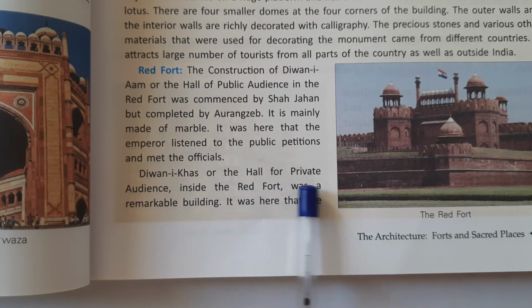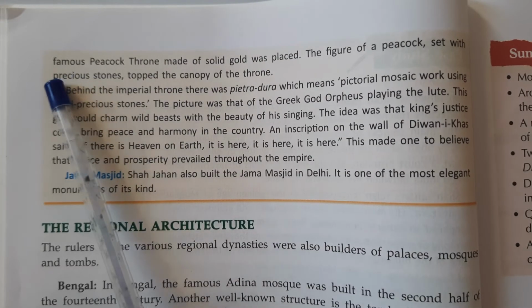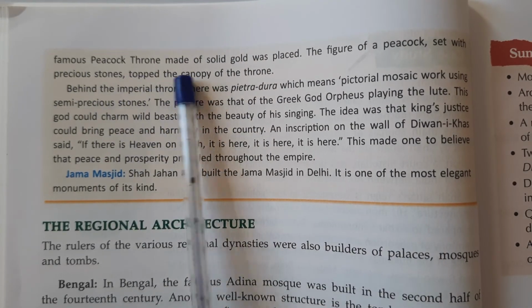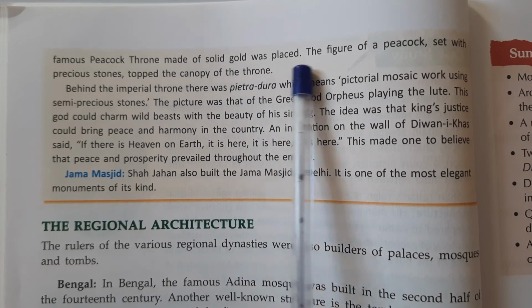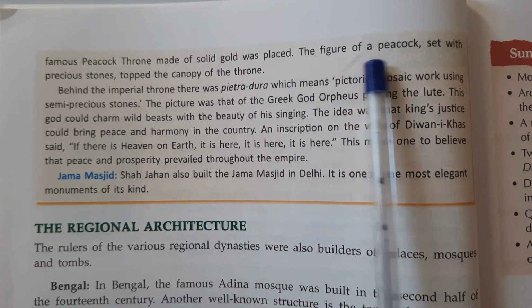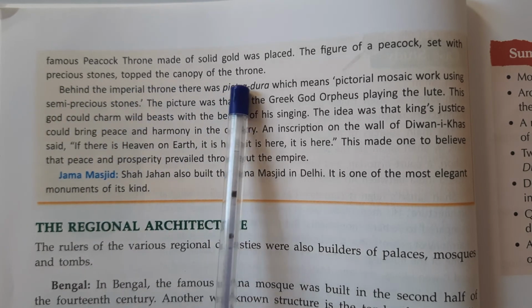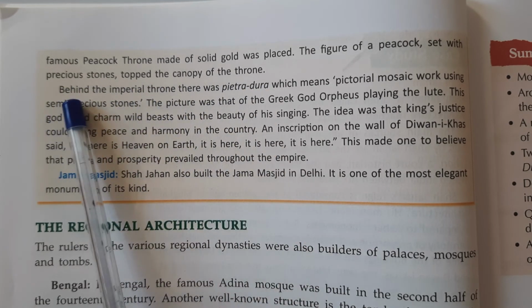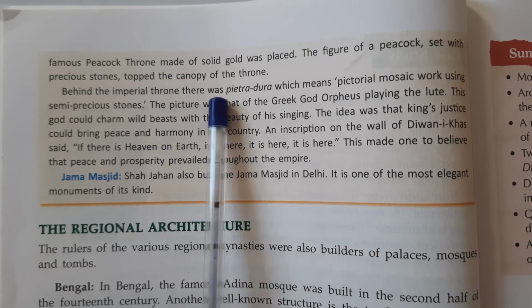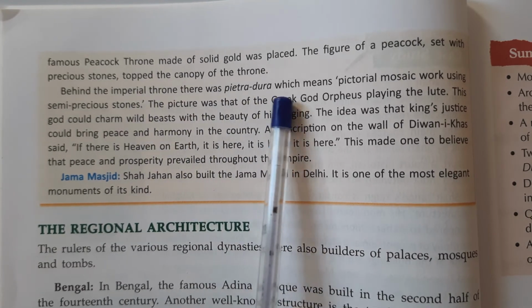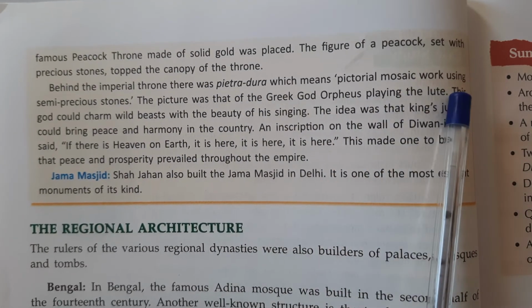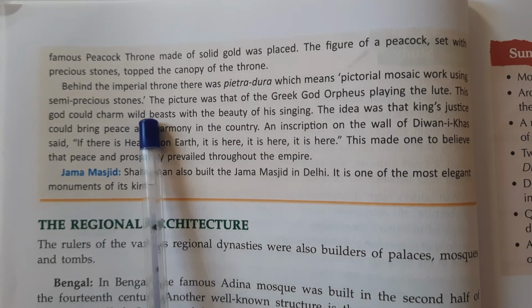Diwan-e-Khas or the hall for private audience inside the Red Fort was a remarkable building. It was here that the famous peacock throne made of solid gold was placed. The figure of a peacock set with precious stones topped the canopy of the throne. Behind the imperial throne there was pietra dura, which means pictorial mosaic work using semi-precious stones.